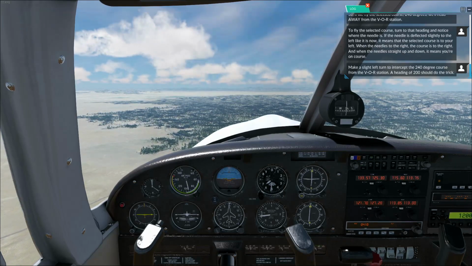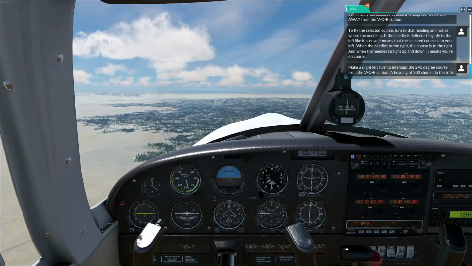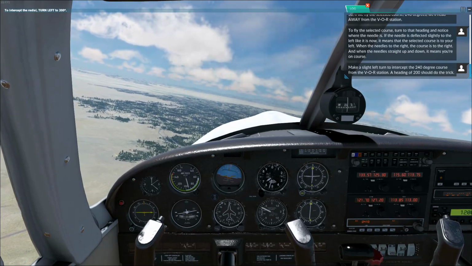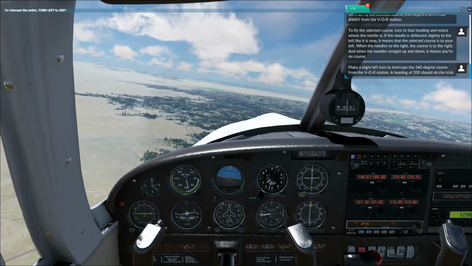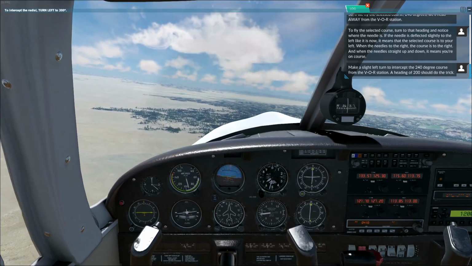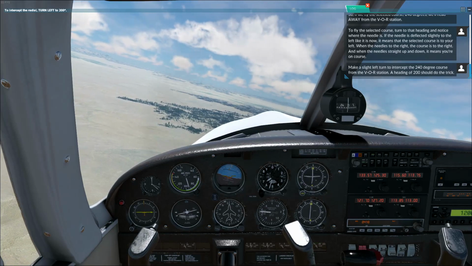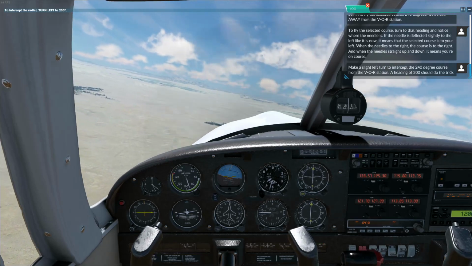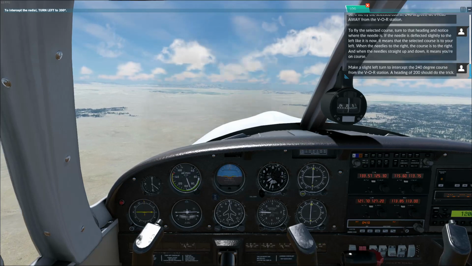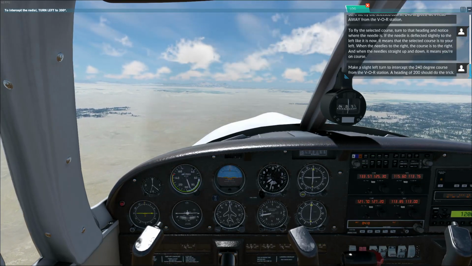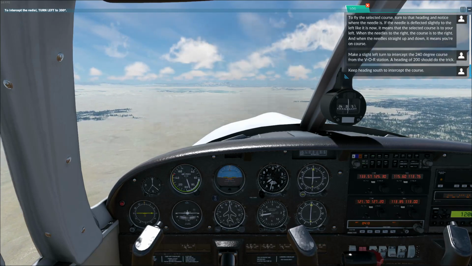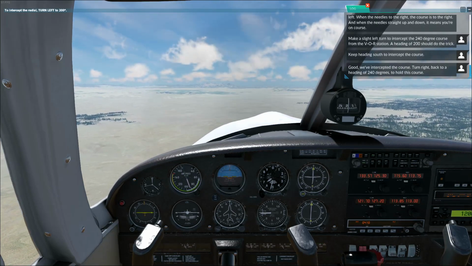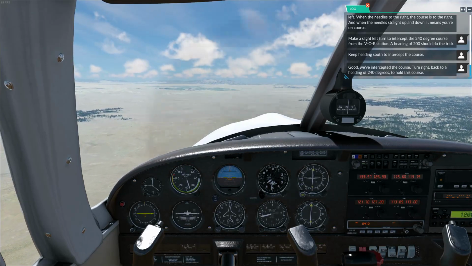Make a slight left turn to intercept the 240 degree course from the VOR station. A heading of 200 should do the trick. South to intercept the course. Good, we've intercepted the course. Turn right back to a heading of 240 degrees to hold this course.